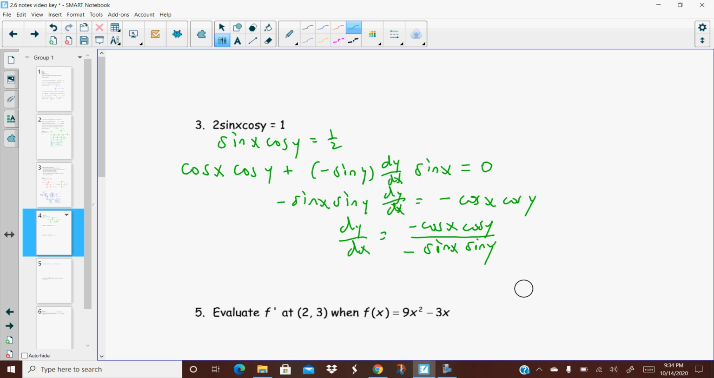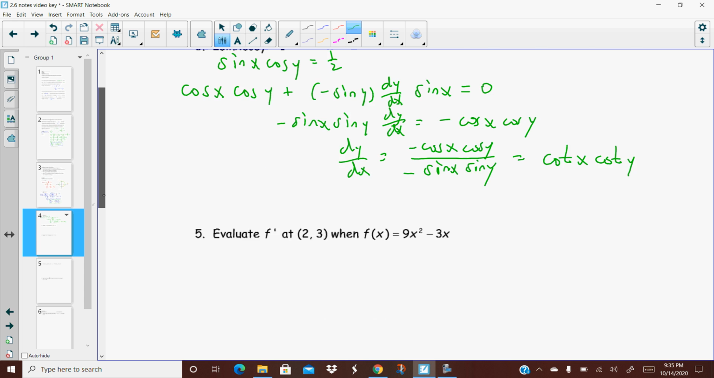So the negatives cancel out, and that gives us a positive. I've got a cosine x divided by sine x, which is the same thing as cotangent x, and I've got cosine y divided by sine y, which is cotangent y. And that's it. That's the most simplified form of our derivative.